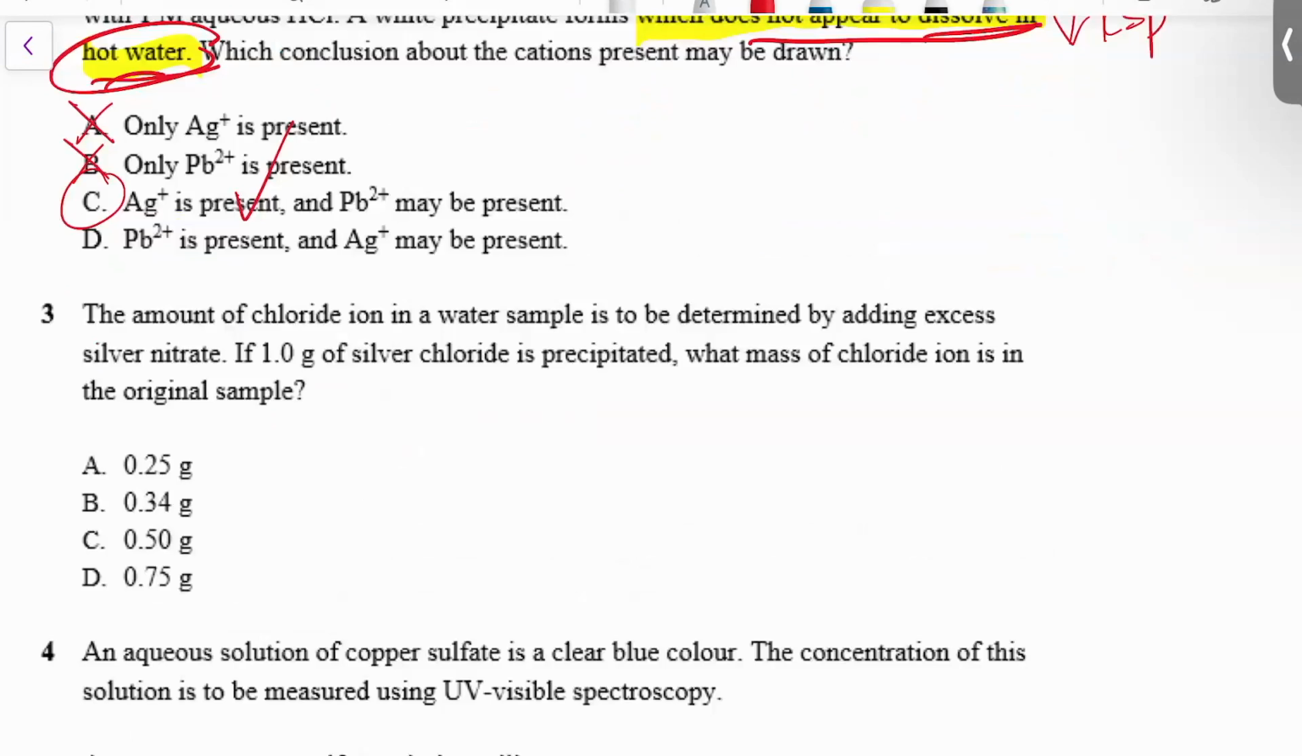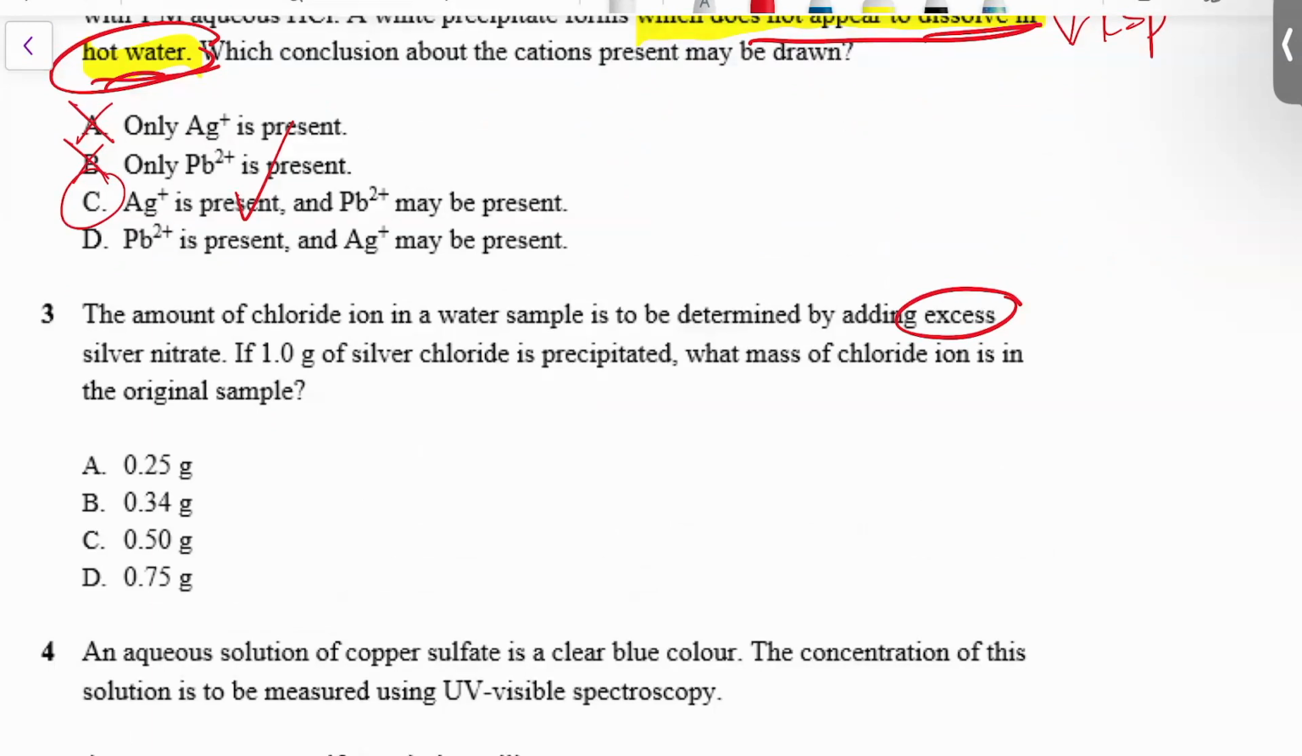Question 3. The amount of chloride ion in a water sample is to be determined by adding excess silver nitrate. Do I have to do a limiting reagent check for this question? No, because they've already told me that it's excess. So if the silver nitrate is in excess, there has to be one limiting, there has to be one excess. So if they've already told you what's excess, the other thing's just going to be limiting. So it's always nice when you see this. So celebrate this if you see it in your exam.